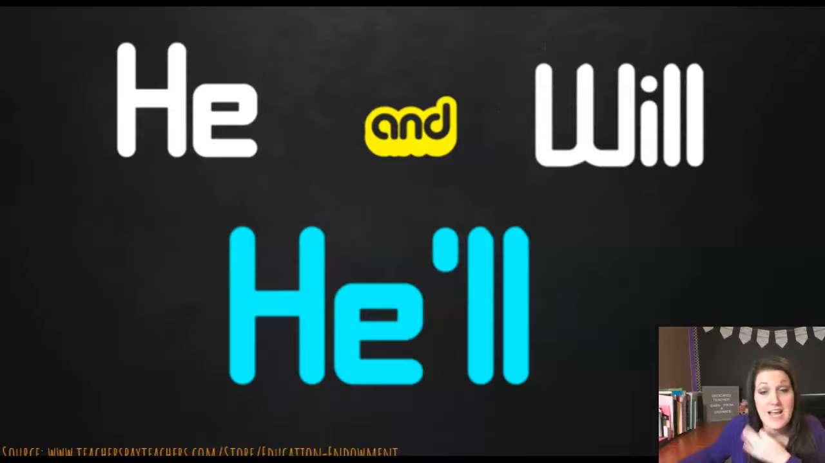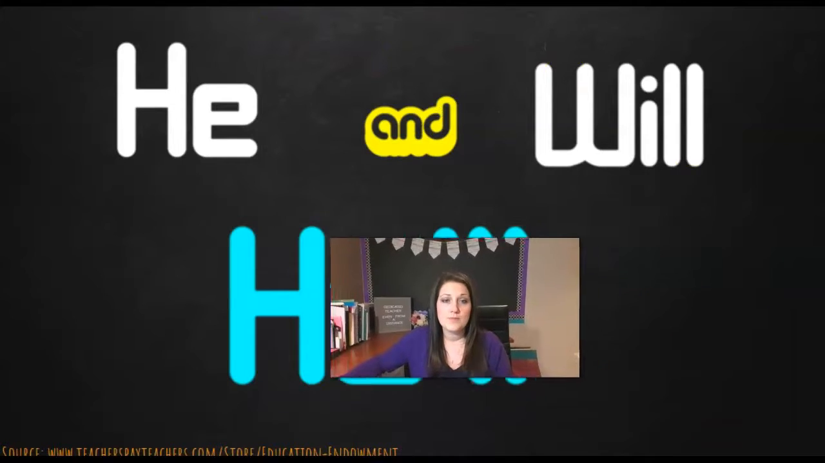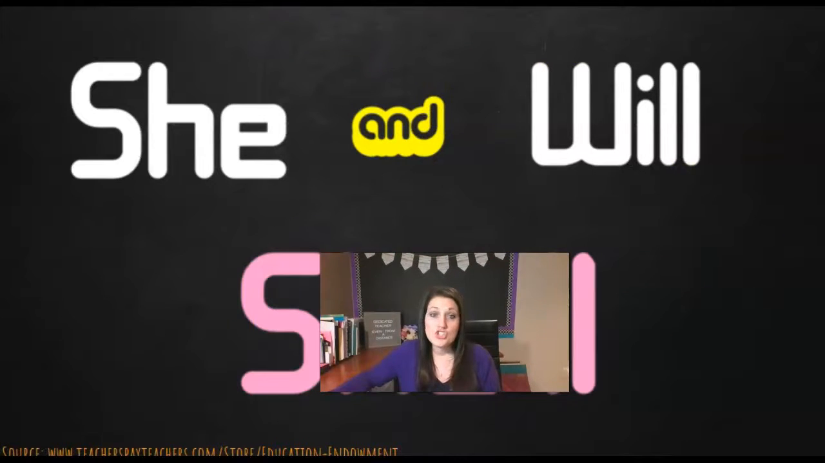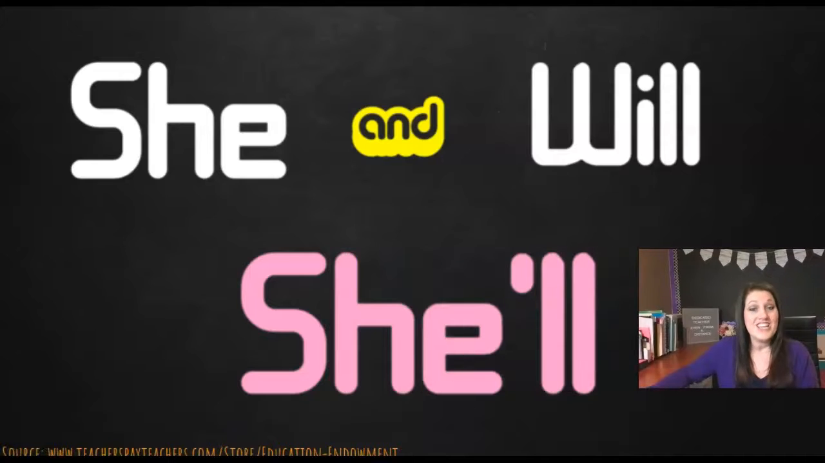So here are some more examples. Now these aren't with not. So he and will becomes he'll. Make sure you have that apostrophe there, or else it looks like a bad word. He'll. Let's do another one. What would she will be put together? She will give me a piece of candy. It would be she'll give me a piece of candy.